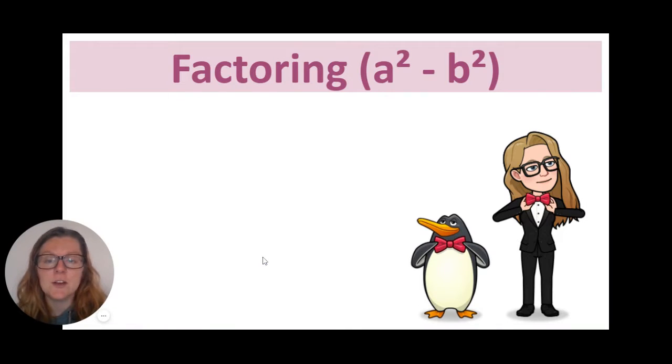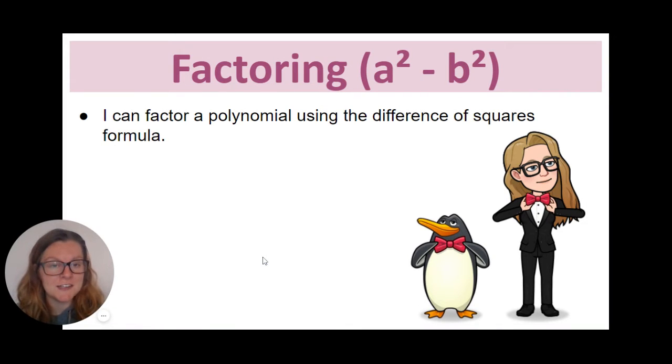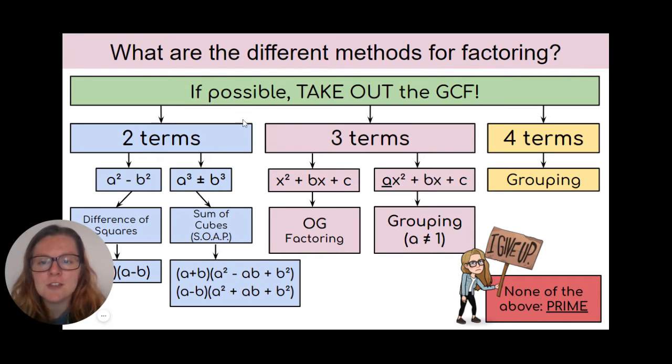Hi everybody! In this video, we are going to be talking about factoring a squared minus b squared binomials using the difference of squares formula. So if we think about our factoring flowchart, we are still always going to see if we can find a greatest common factor, but here we're going to be looking at two-term polynomials, and specifically when it's in the form a squared minus b squared. So that's what we're talking about today.